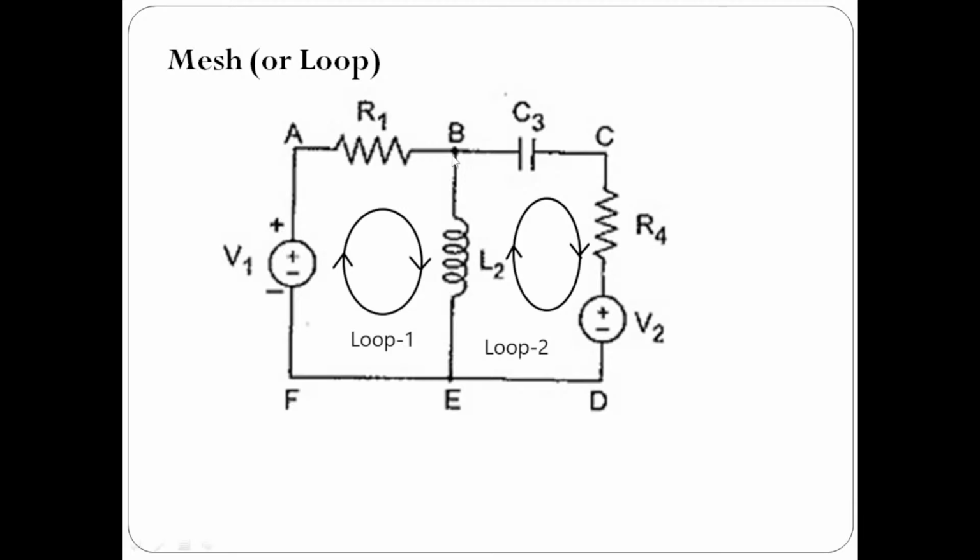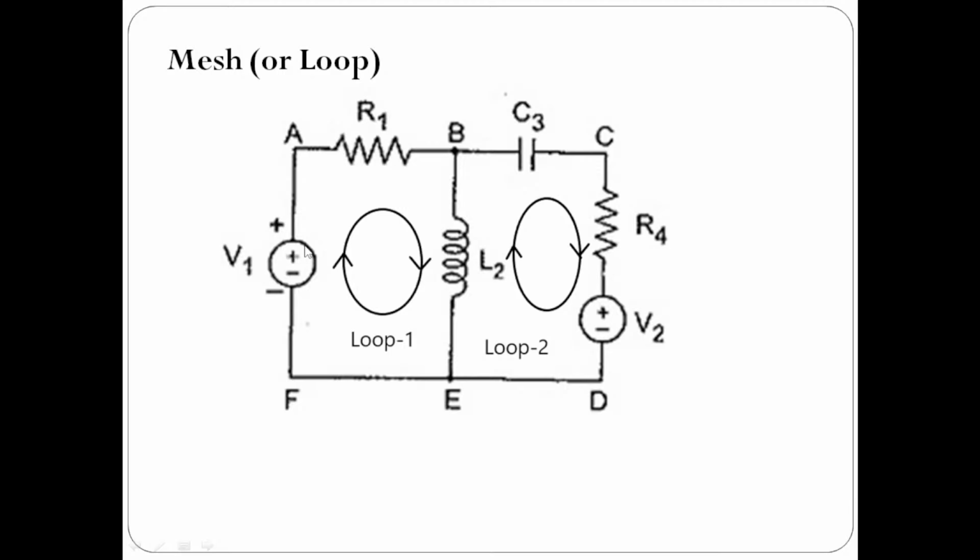After coming to point B, I am moving towards point E. From E I am moving towards point F, and again from F I am moving towards point A. So what is happening? I am forming a closed path here. So I am traveling in a closed path, repeatedly and repeatedly.